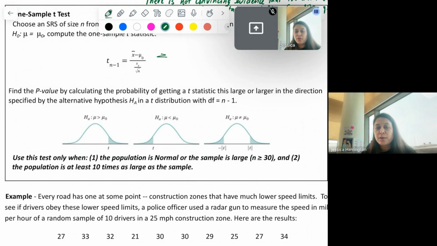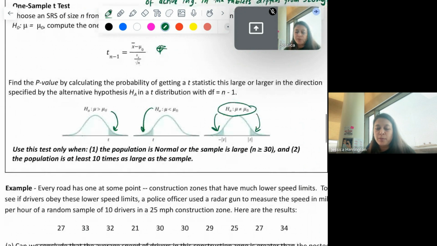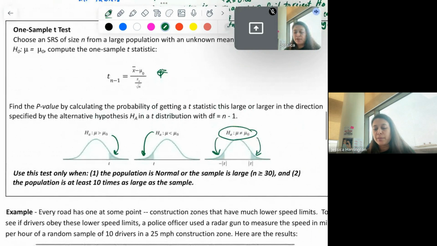So you just have to remember these as images to show you. These make sense, right? I'm finding this area, I'm finding this area. But when it's not equal to, you just have to remember that it's a two-sided test because you have to account for this area and this area. It's not equal to, so it could be either to the left or the right. It's supposed to be a star. Remember, you can only do the one sample t-test if the population is normal or the sample is greater than 30, and that the population is at least 10 times as large as the sample.